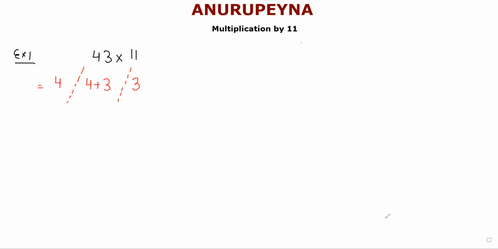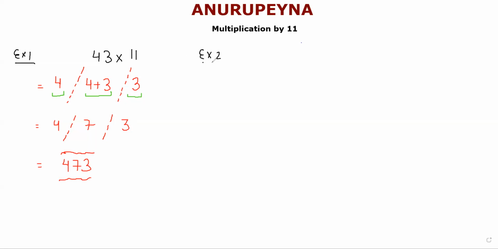So I'm repeating that first you have to write the rightmost digit, that is 3. Then you have to add the 2 digits, 4 and 3. And then you have to write the leftmost digit. After this, it is 4, it is 7, it is 3. So our answer is 473. So that is the answer for our question. Isn't it new? Okay, let's do some more examples.